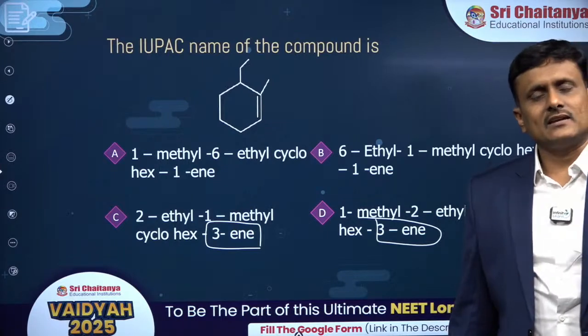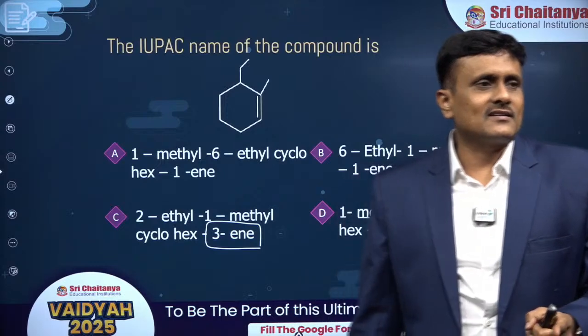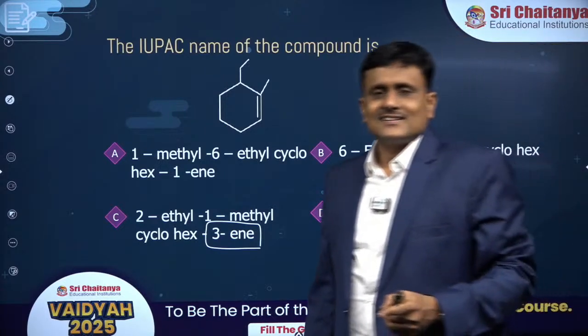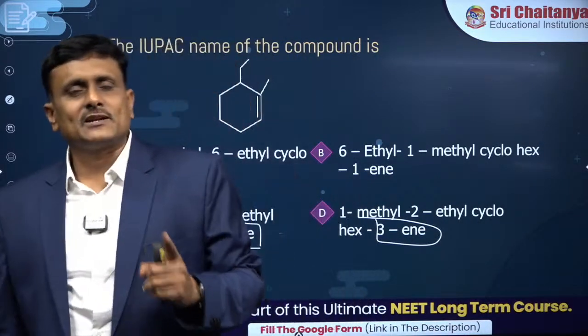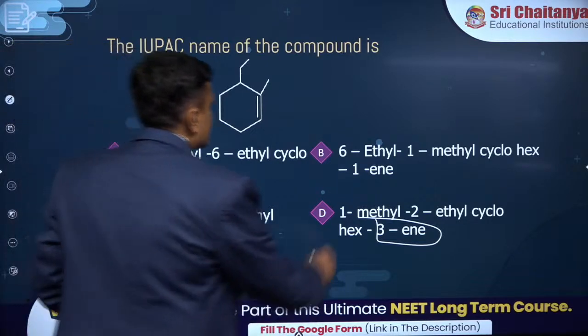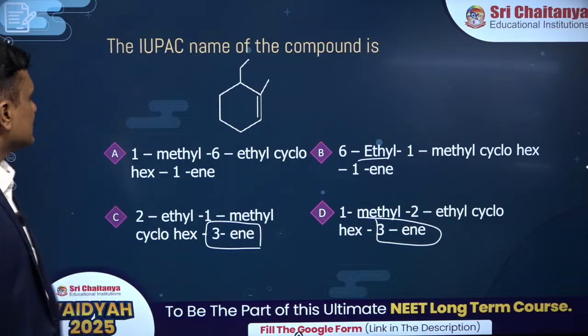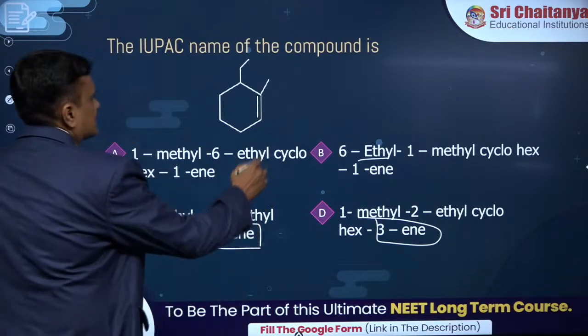When there is a tie between the numbers, you must take the alphabetical order into consideration, isn't it? What comes first? Obviously, E comes first. So, what should be the right answer, buddies? Alright, so when you number it, it goes like this.